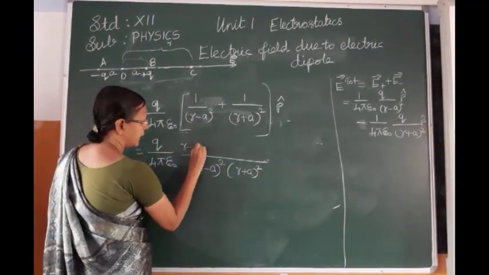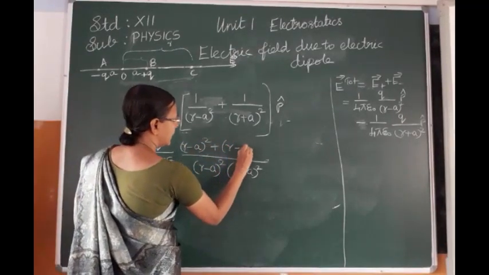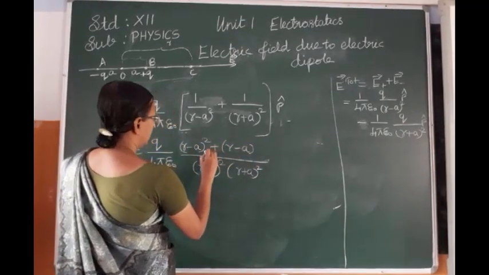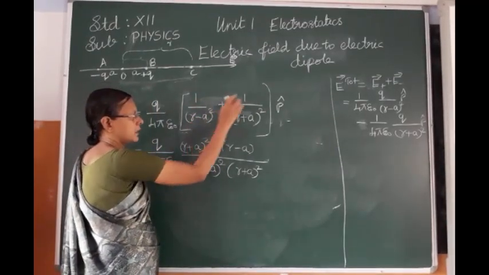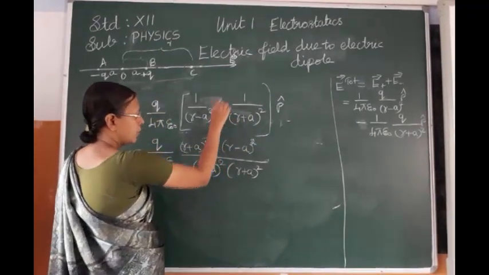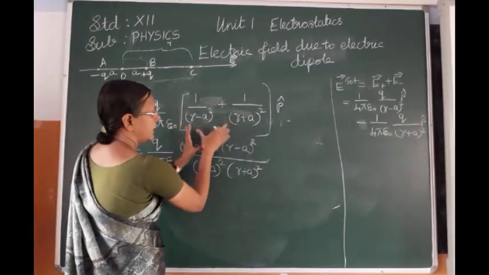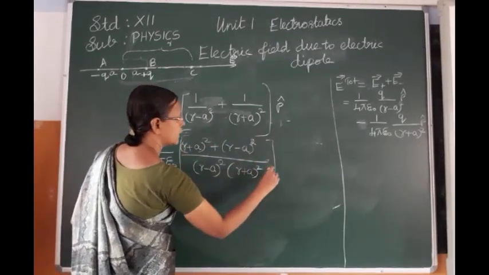So (r minus a) the whole square plus, here r plus a, this one will come here, so (r plus a) the whole square. This term will go here, so (r minus a) the whole square. This plus we have to write up here, and the denominators we have to multiply and write. We have to write in the square bracket.